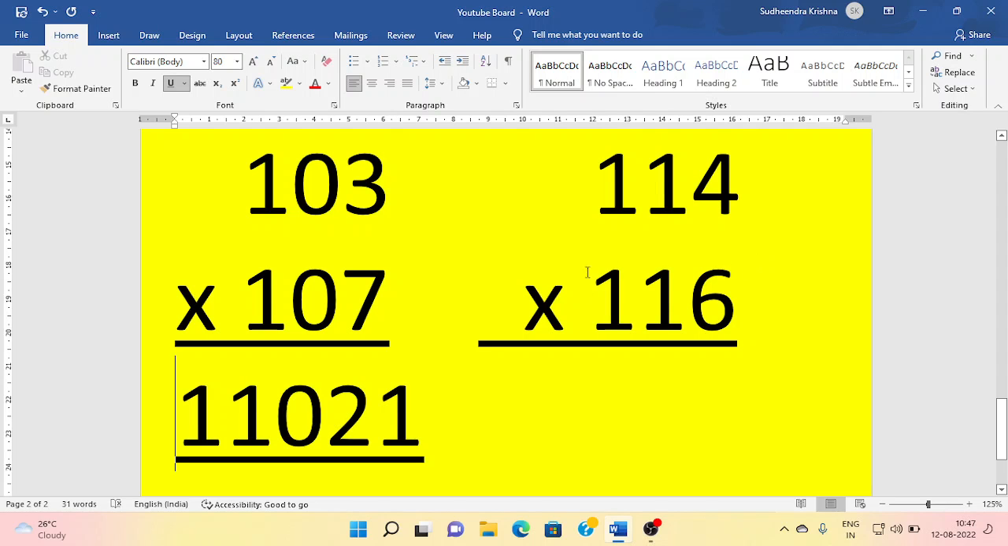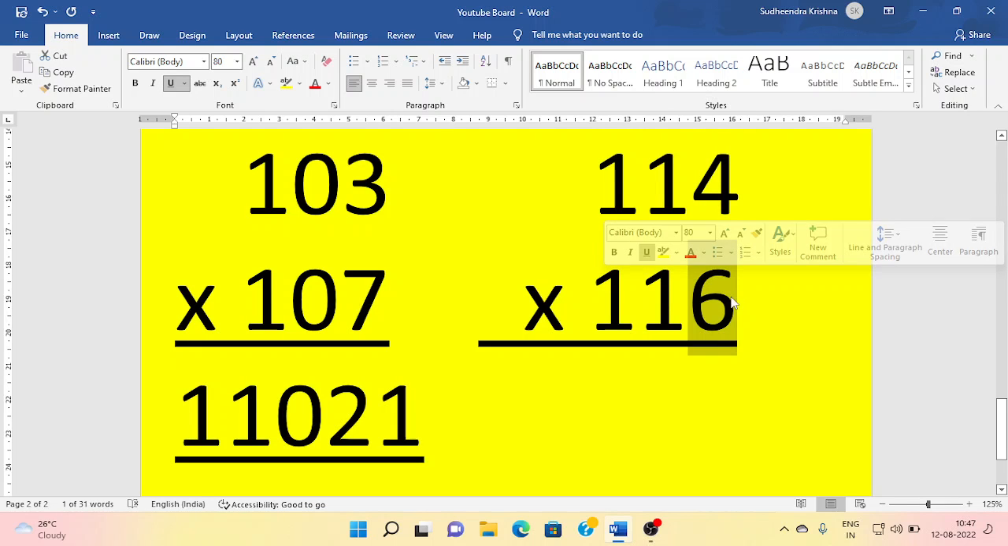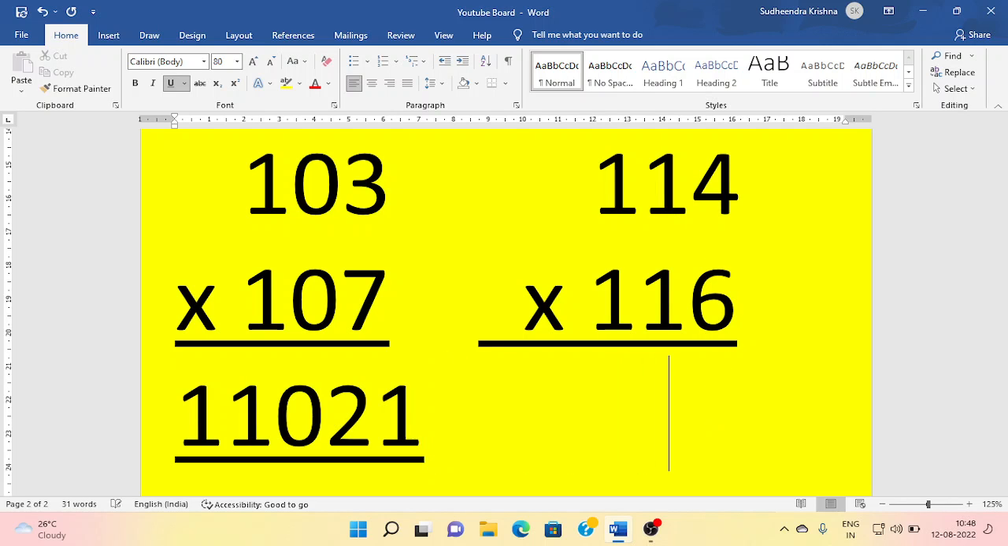Now let us take another example. We have 114 into 116. In the units place you have 4, and in the units place of the second number you have 6. 6 plus 4 is 10, so we can apply this method. So multiply 6 and 4. 6 into 4 is 24. Put this 24 as it is.